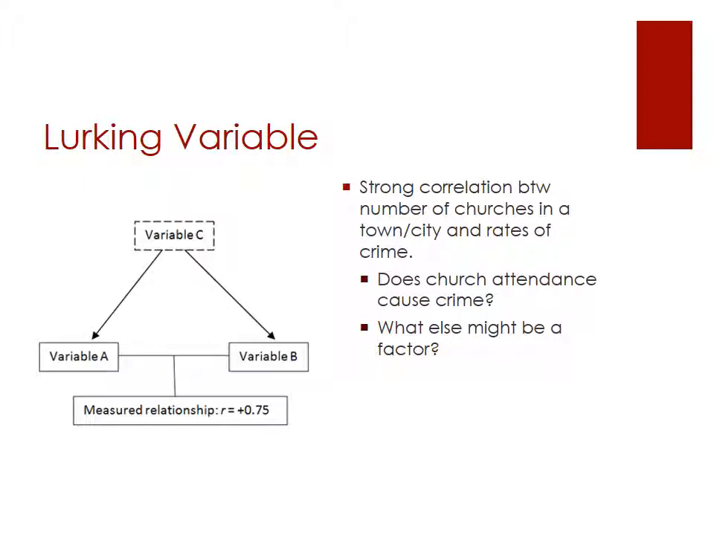Now, the other thing we need to be careful about when working with correlations is the lurking variable. There can be a variable that actually drives two different variables. So here we have variable A and variable B, which have a measured relationship of 0.75, which again is a good relationship, right? It's pretty strong. But when we're just measuring those two, we see they're related, but keep in mind, it doesn't mean one causes the other. We can have what we call a lurking variable, in this case variable C, which is actually driving both of them. To give you an example of a lurking variable, there is a strong correlation between the number of churches in a town or city and rates of crime.